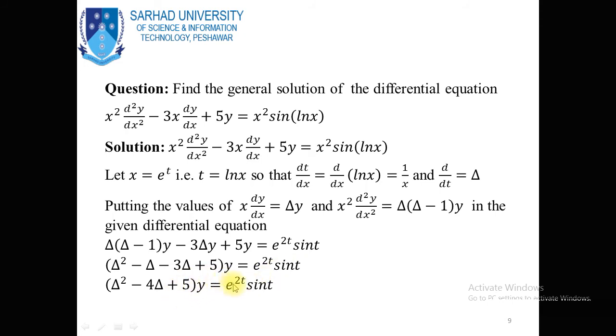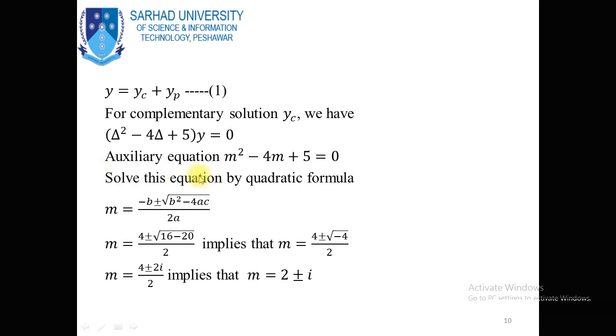Now this is a second order non-homogeneous linear differential equation. So this equation has two solutions. One is the complementary solution and the second is the particular solution. For the complementary solution, we consider the homogeneous differential equation. This homogeneous equation has two solutions. Y is equal to 0 is the trivial solution, but we need the non-trivial solution. For the non-trivial solution, we consider the auxiliary equation m square minus 4m plus 5 is equal to 0.